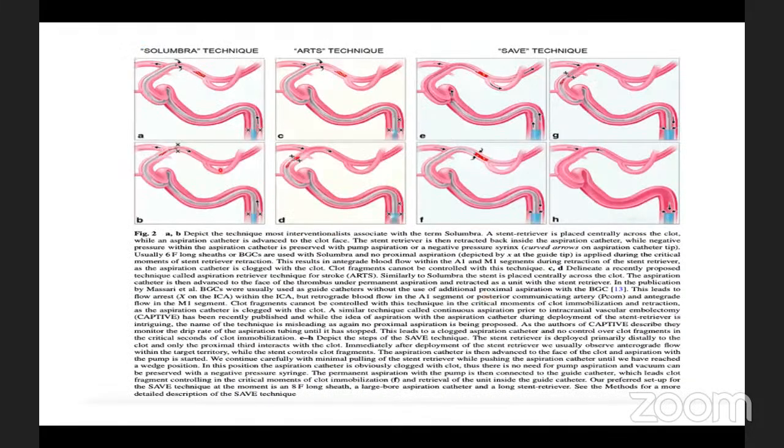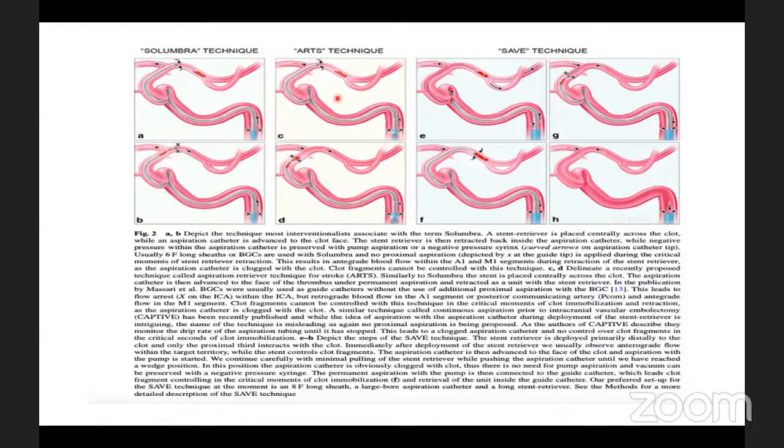Various modifications of techniques. Solumbra we have already seen. This is stent retriever, aspiration catheter, guide catheter. So the stent retriever is being taken to the aspiration catheter, and the suction is applied at the aspiration end. There is no suction at the guide catheter end, so the antegrade flow of blood happens. So there is antegrade flow in ACA and antegrade flow in MCA. Because the antegrade flow is still happening when the stent retriever is being retrieved, the embolus can dislodge from this and can cause distal occlusions.